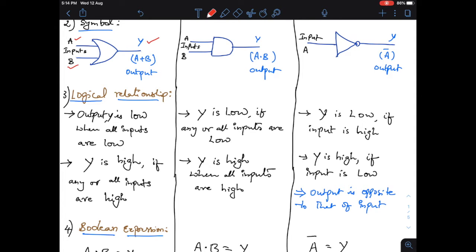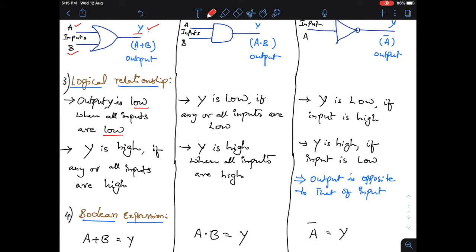The output Y is low when all inputs are low. When all inputs, meaning both A and B, are low, then the output is low. Now we will see that in the truth table. Then output Y is high if any or all inputs are high. Low means always 0, high means always 1 in terms of binary digits. So, Y is high if any one of them, that means either A or B, or all inputs, that means both A and B, are high.